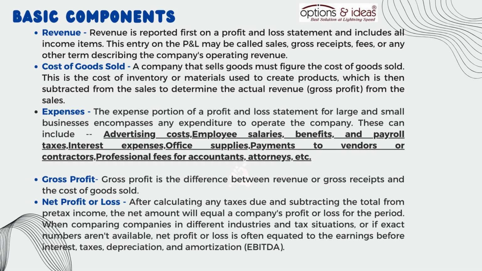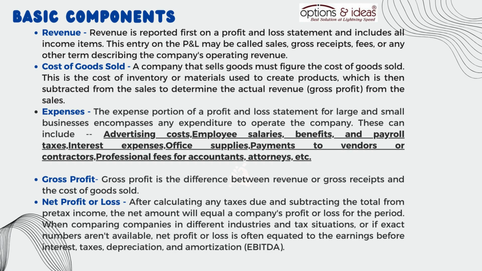Expenses. The expense portion of a profit and loss statement for large and small businesses encompasses any expenditure to operate the company. These can include advertising costs, employee salaries, benefits, and payroll taxes, interest expenses, office supplies, payments to vendors or contractors, professional fees for accountants, attorneys, etc. Gross profit. Gross profit is the difference between revenue or gross receipts and the cost of goods sold.